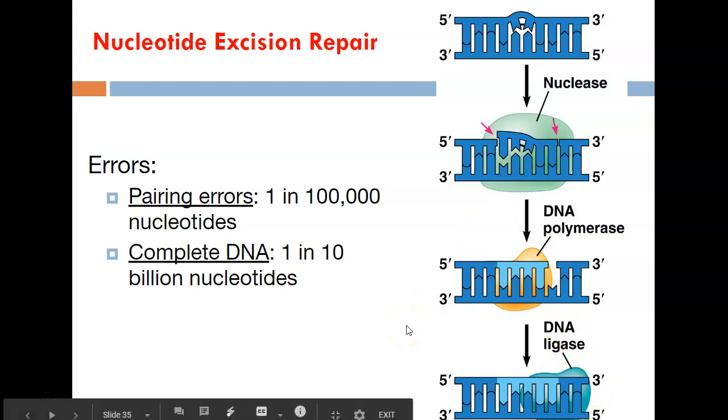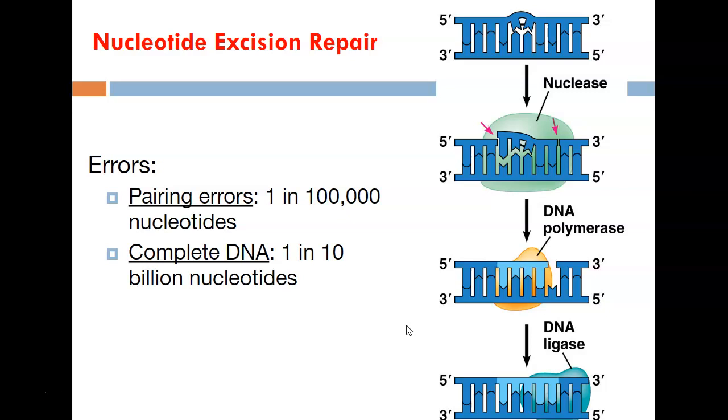So traditionally, when DNA is being copied, pairing errors occur about 1 in every 1,000 nucleotides. And this complete DNA mutation happens in 1 in every 10 billion, which seems like not a lot. But if you think about the billions of base pairs that you have, it's fairly common.